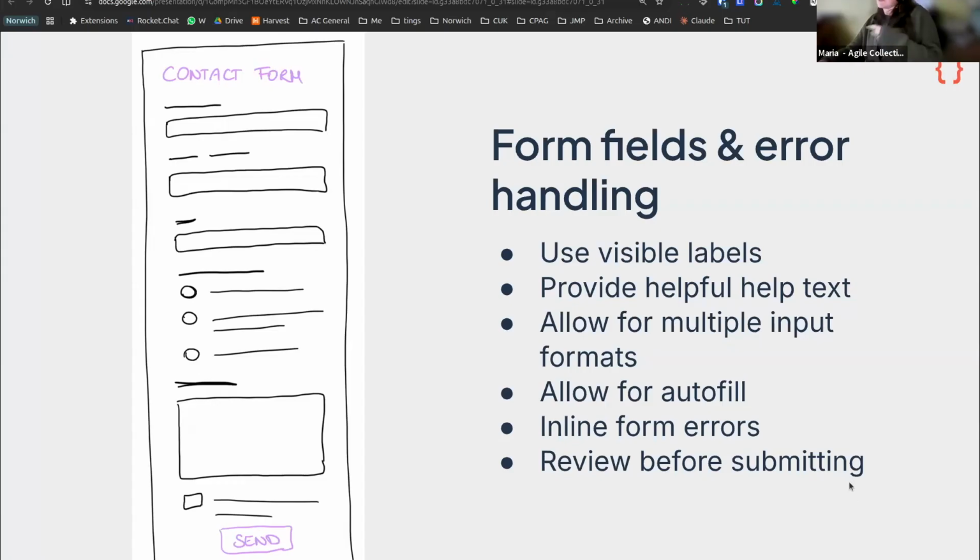Allowing for multiple input formats, I think that's the point Adam's making: let people write in the way that they write and then fix it somewhere else in the system. And also letting people review submissions before it becomes final. Often you get a page at the end where you can review everything you've input and go back and change it if you need to.